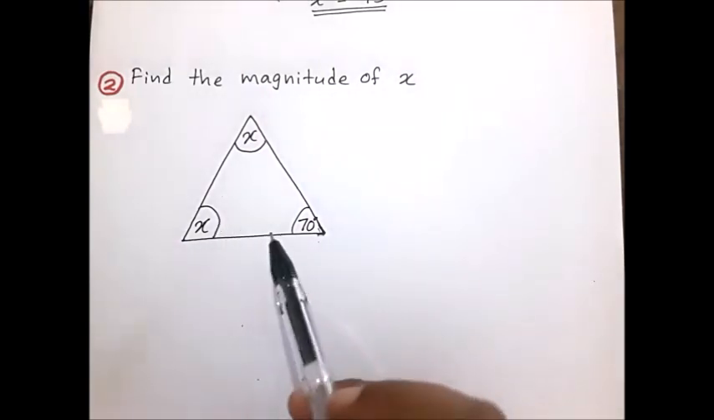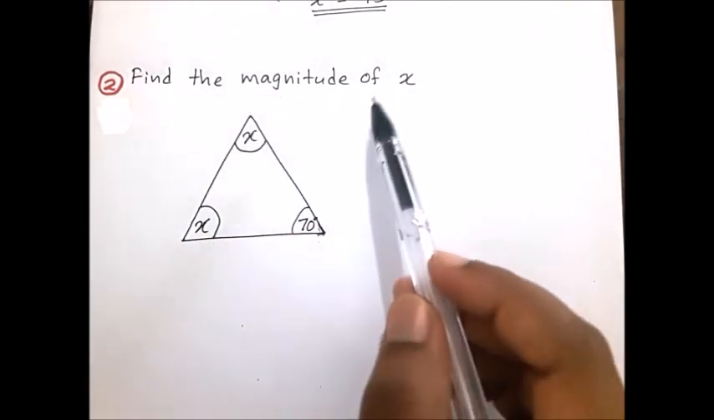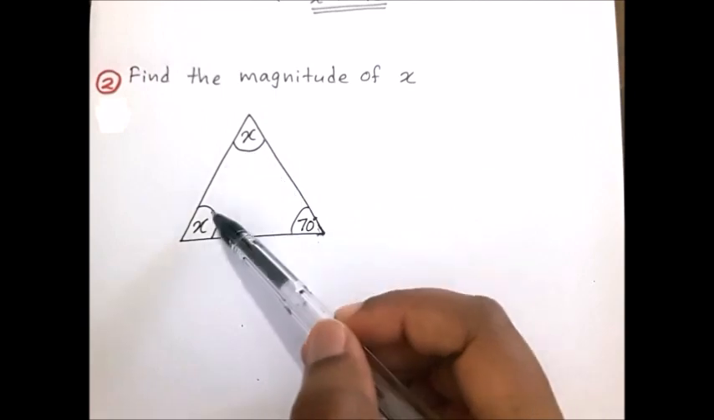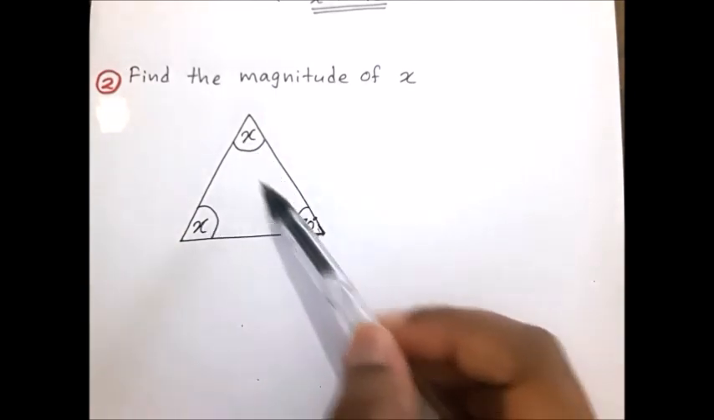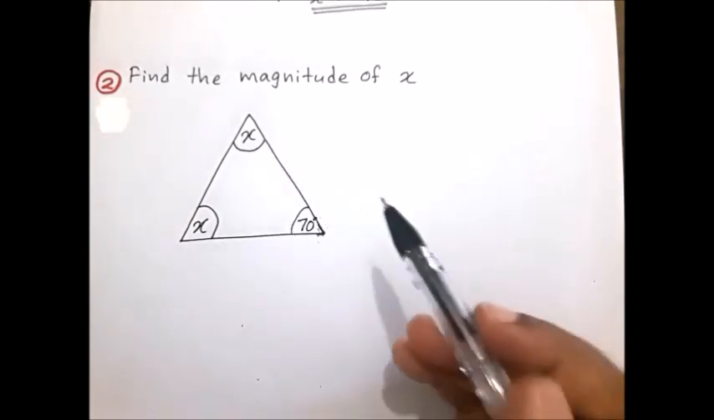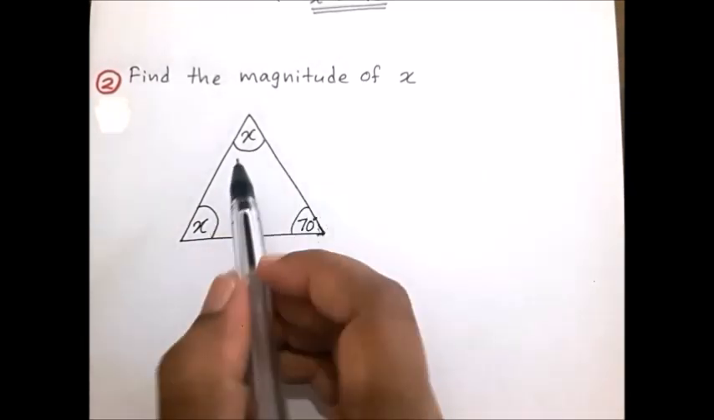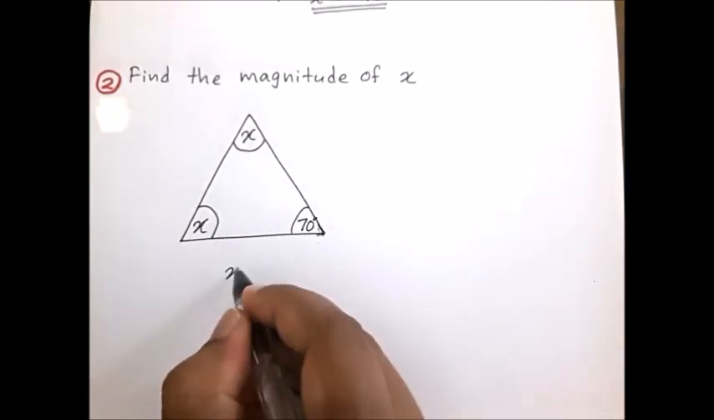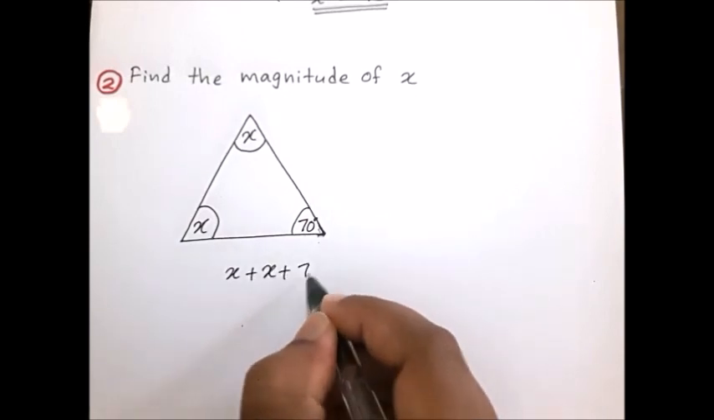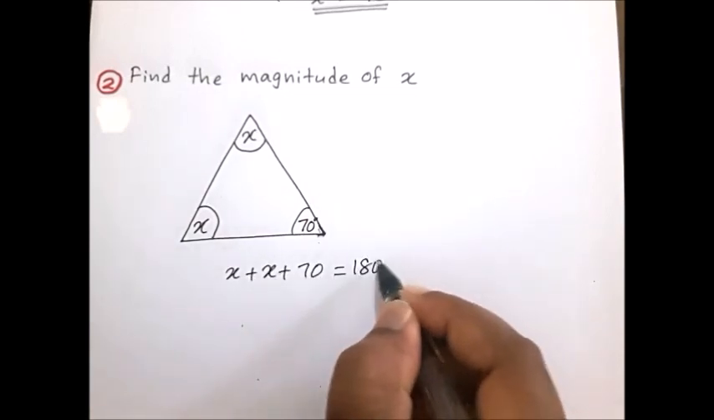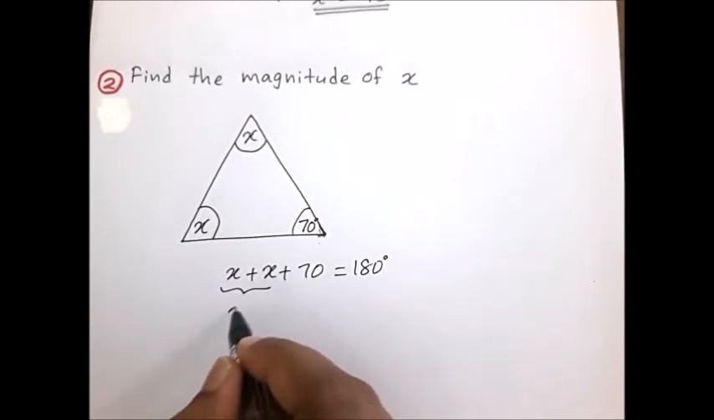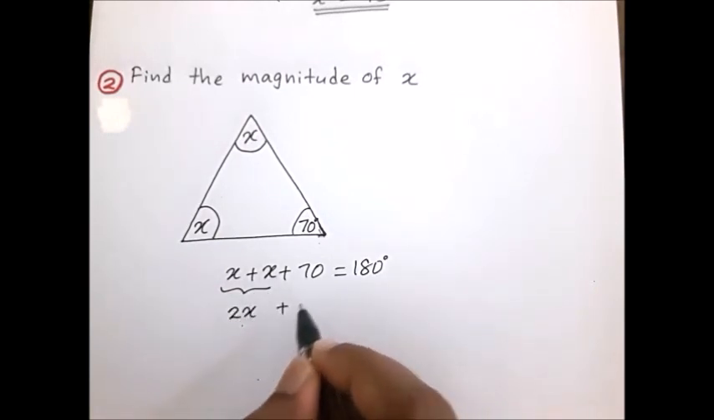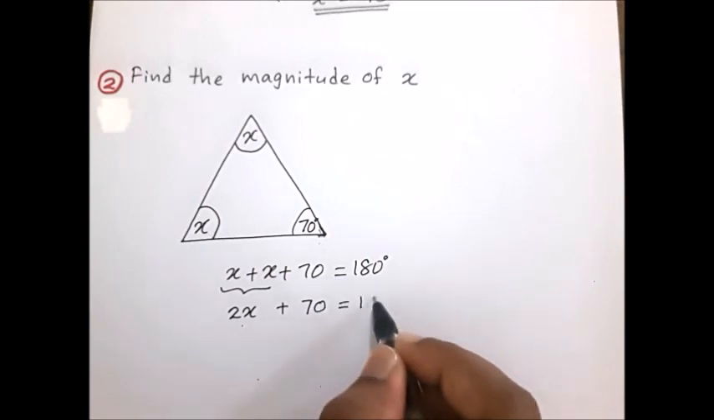Now look at this second example. Find the magnitude of x. There are x, x and 70 here, and you can take the sum of these 3 interior angles as 180 degrees. x plus x plus 70 is equal to 180 degrees. x plus x is equal to 2x. So 2x plus 70 equals 180.